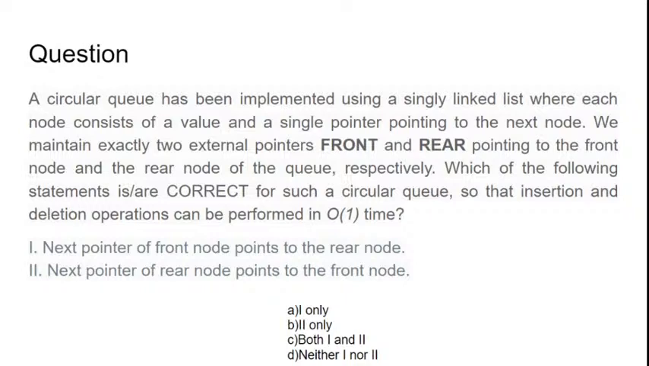In a circular queue that has been implemented using a singly linked list, each node consists of a value and a single pointer pointing to the next node. We maintain exactly two external pointers, that is front and rear, pointing to the front node and rear node of the queue.